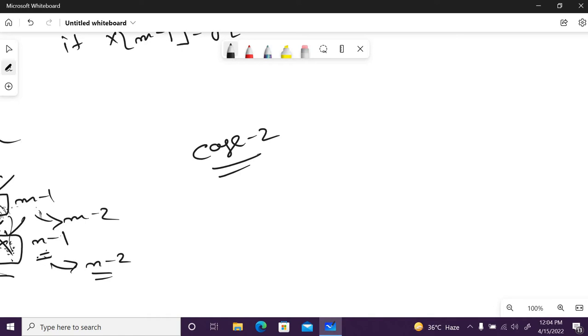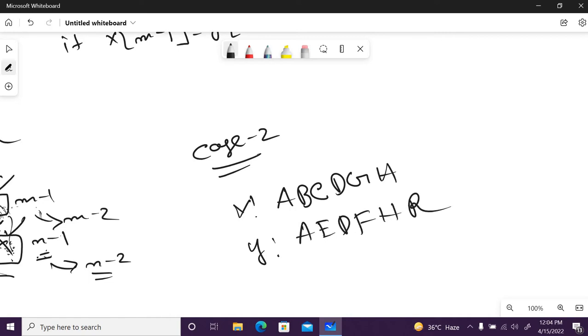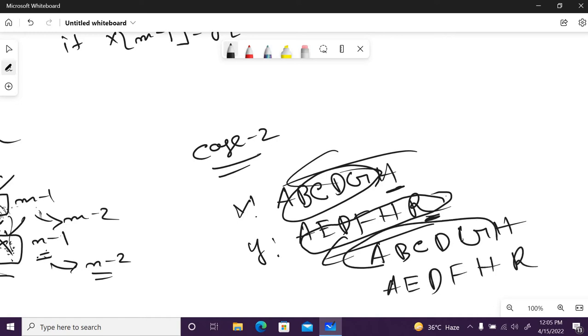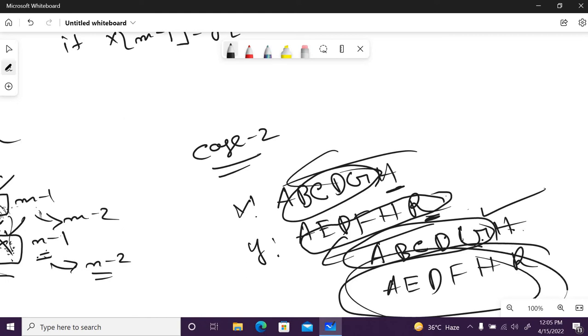suppose we are making an example here. Our x is a b c d g h, and our y is a e d f h r. If we go in this way, then we can find that h and r are not matching. Then what I'll do is, first I will take this with this, and second I will do this with this. This means for one string I am decreasing by one step and comparing this whole problem with all the letters of the other string without decreasing anything here.